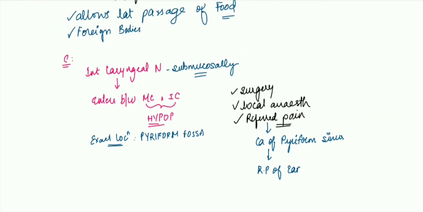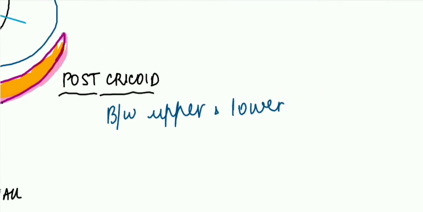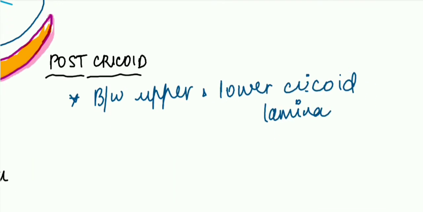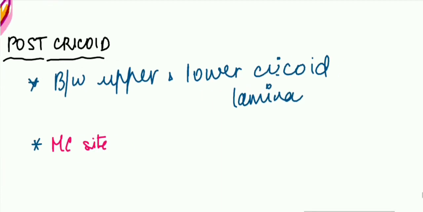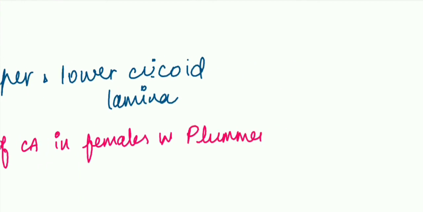Now let's see about the postcricoid region. This lies in between the upper and the lower cricoid laminae. The clinical significance of this is, it is the most common site of carcinoma in females with Plummer-Vinson syndrome.